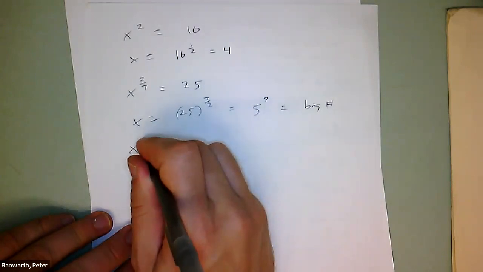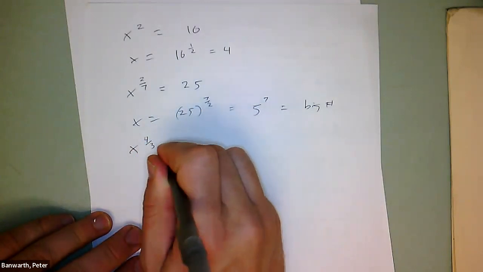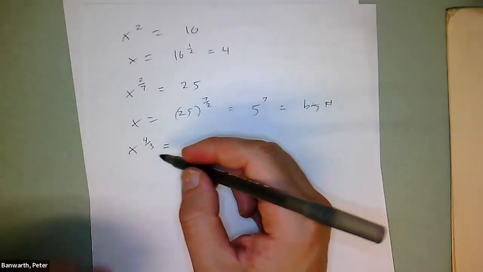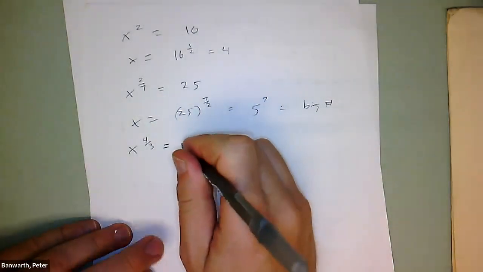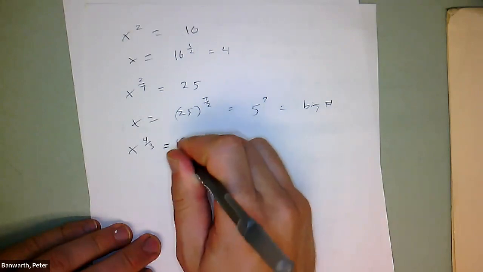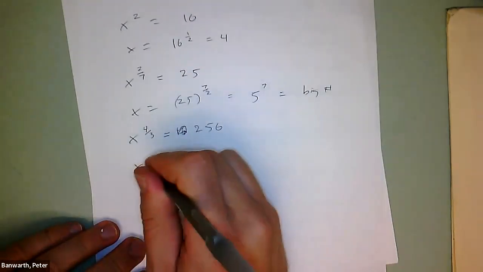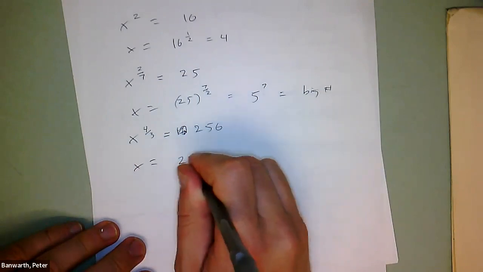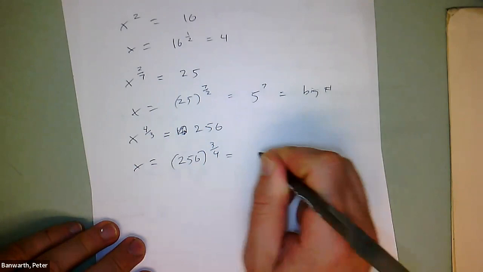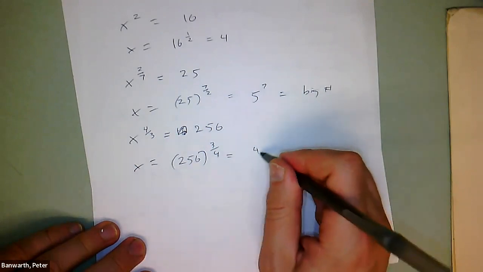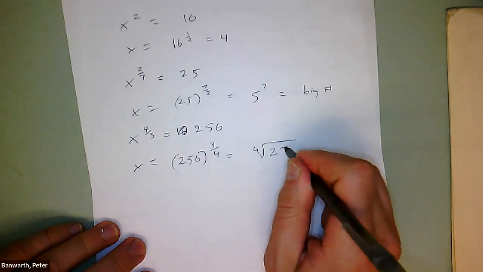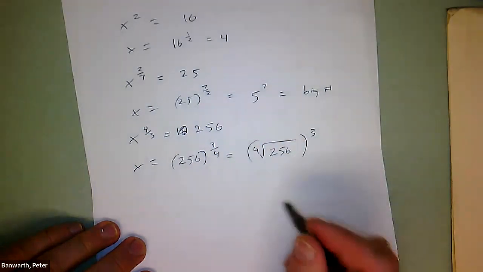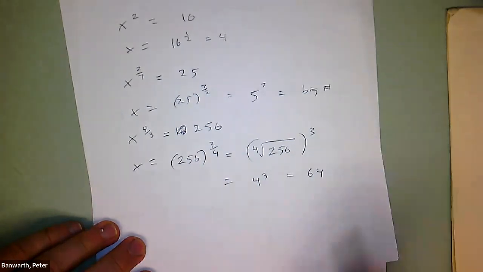If I have x to the 4/3 is, I don't know, 256, then x is 256 to the 3/4, which is usually, if you're doing it in your head, easier to do the 4th root first. Cubed, which is 4 cubed, which is 64. All right, that's a little review of fractional roots. So now moving on.